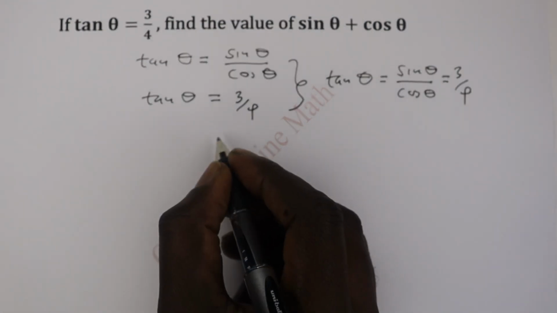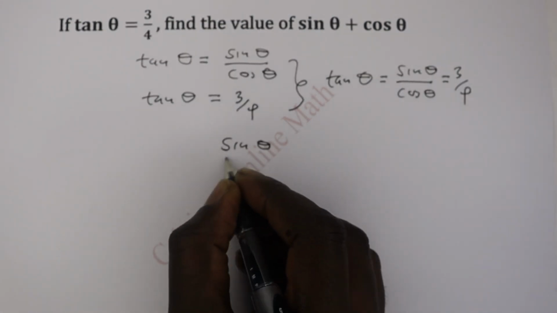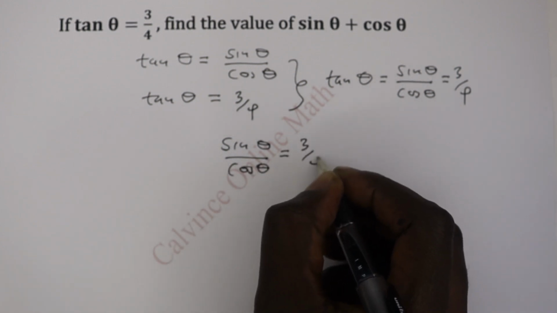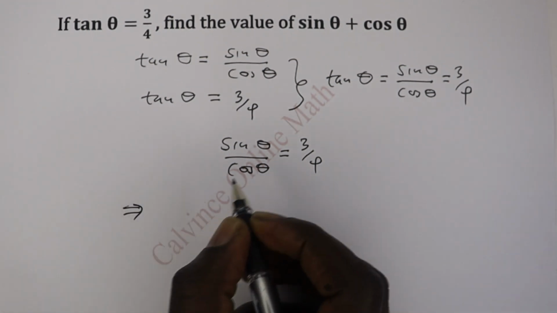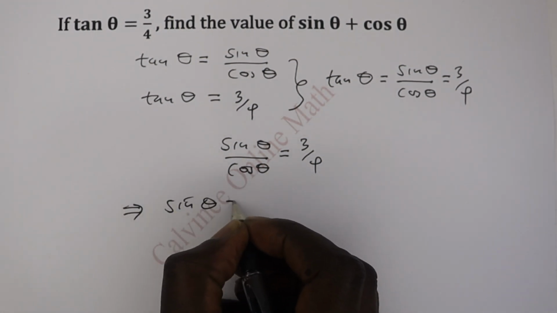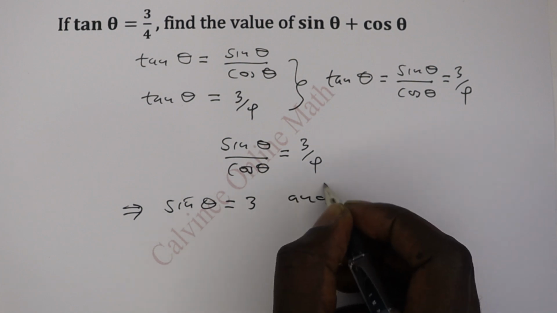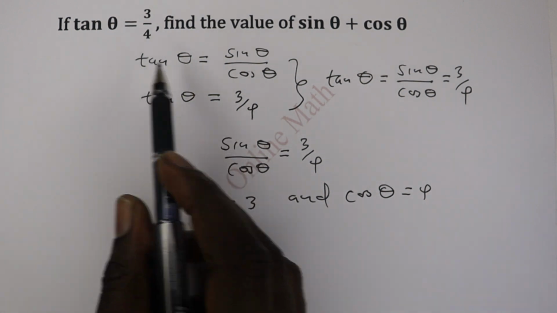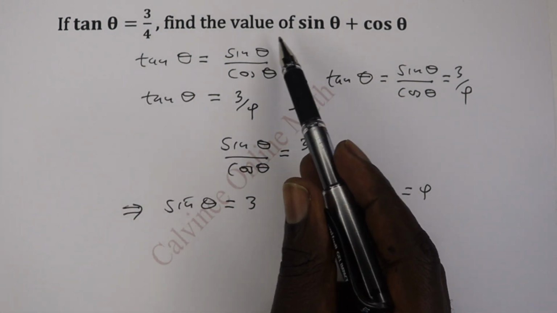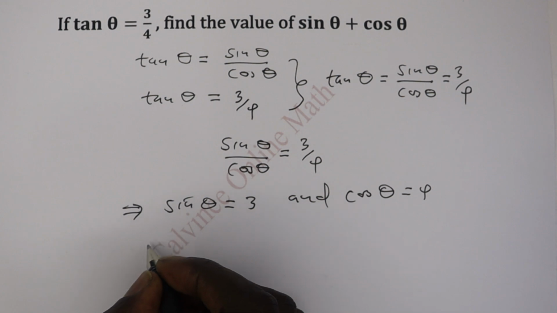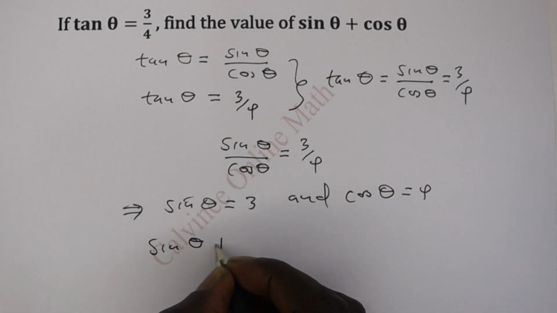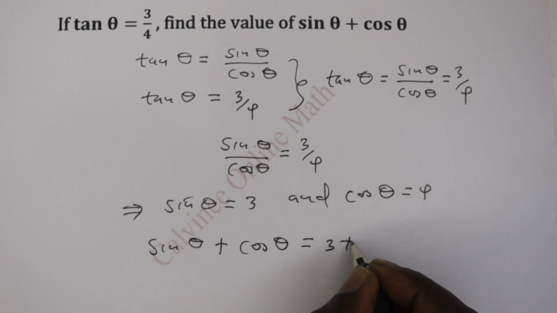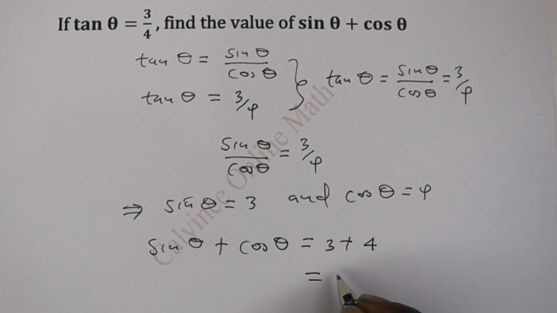So let us check this bit, so that sine theta over cos theta is equal to 3 over 4. So this implies that sine theta is equal to 3 and cos theta is equal to 4. So now back to what we were told to find. We are told to find the value of sine theta plus cos theta. So sine theta plus cos theta will be 3 plus 4, which is just 7.